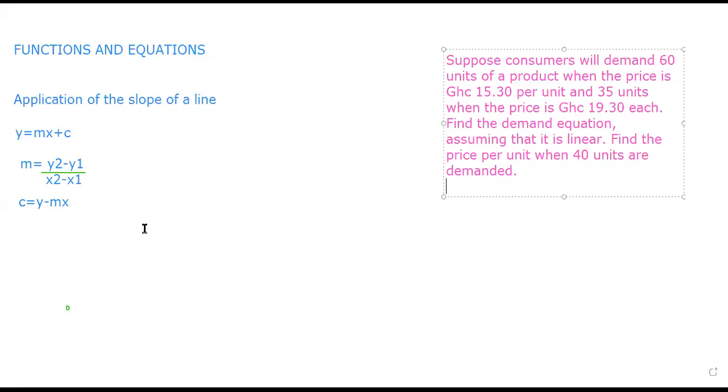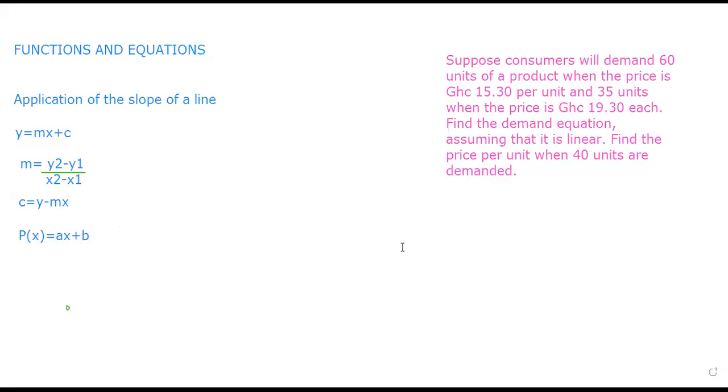Now, the demand function is usually in the form P of X is equal to AX plus B. This is how usually the demand function is given. And you agree with me that this particular function follows the linear function Y is equal to MX plus C. You see? P of X is equal to AX plus B, so Y is equal to MX plus C. So first of all, you find your M, which is the A in this context, and you find the C, which is B in this context.